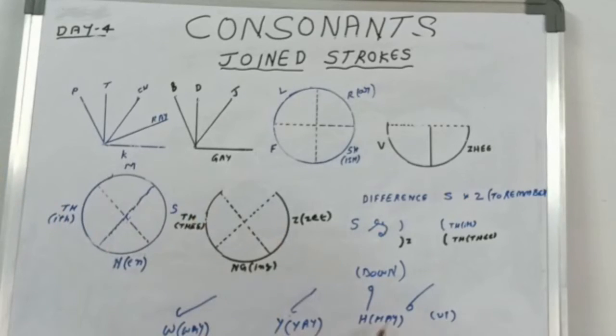Way, Yay, Hay. How to remember? In the alphabet, W comes before Y. So this hook comes before Way and later Yay. Hay, downward and upward. These have initial circles. This has to be remembered. In this way, we have to remember the strokes of consonants.